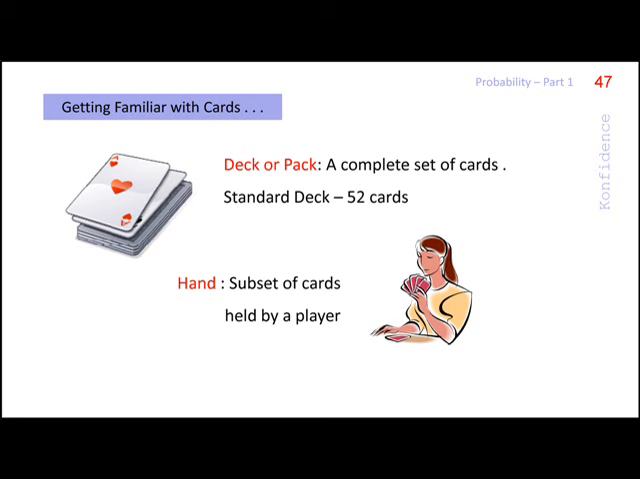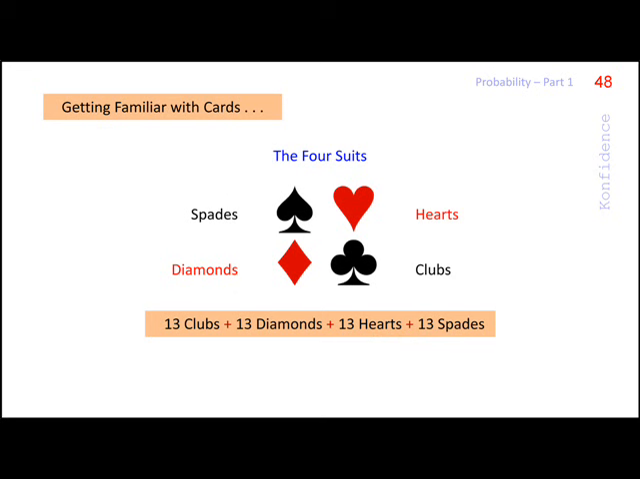A complete set of cards is called a pack or a deck. The standard deck of playing cards contains 52 cards. A subset of cards held at any one time by a player is commonly called a hand. The 52 cards present in a deck are divided into 4 suits, namely spades, hearts, diamonds, and clubs. Thus, there would be 13 cards in each of the 4 suits. Further, the suits are color-coded. Diamonds and hearts are red, while clubs and spades are black in color.